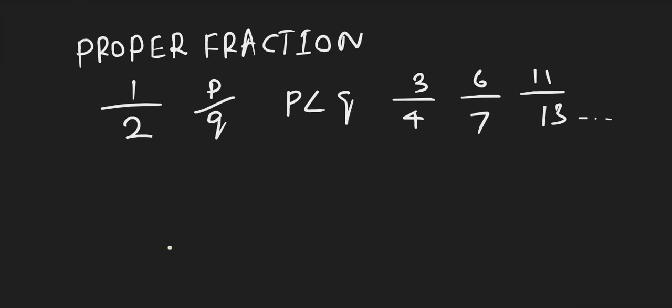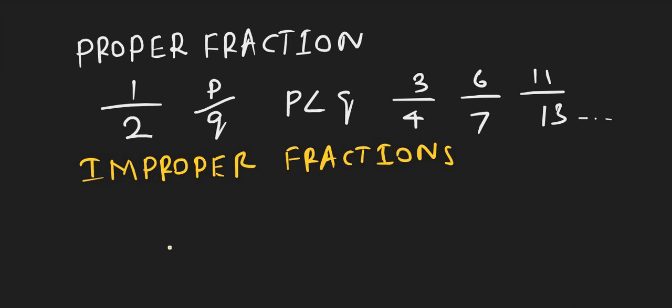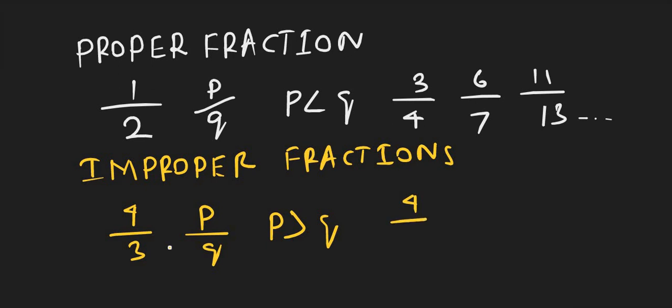Now, improper fractions are those fractions where P is greater than Q. That is to say, 4 over 3 is an improper fraction. 7 over 6 is an improper fraction. Similarly, 13 over 11 is an improper fraction.